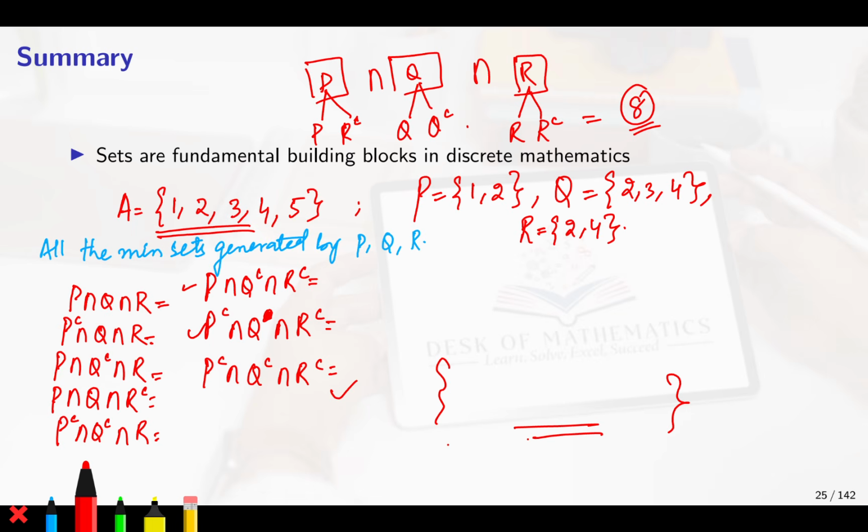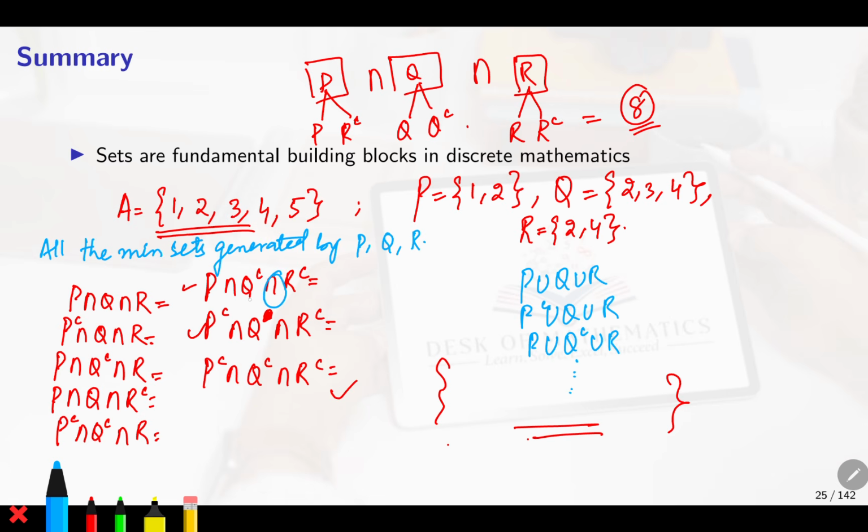And if you replace these intersections by the union, that is P union Q union R, P complement union Q union R, P union Q complement union R, and so on, these are called the max sets. And you have to remember the max sets are not defined in the partition. Okay, this was about the set theory.